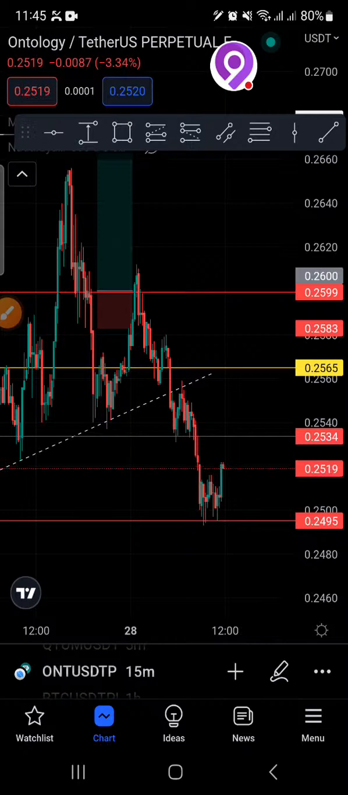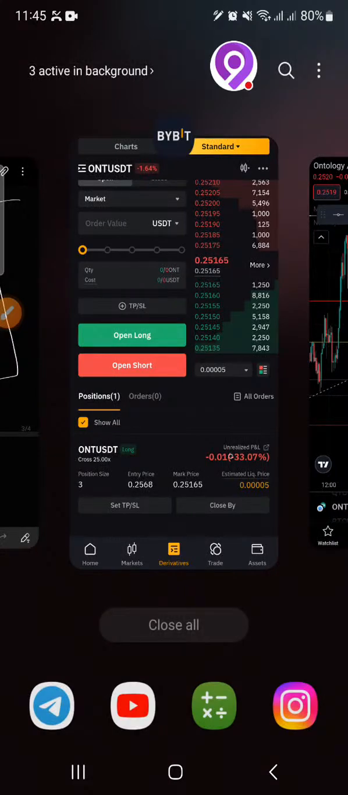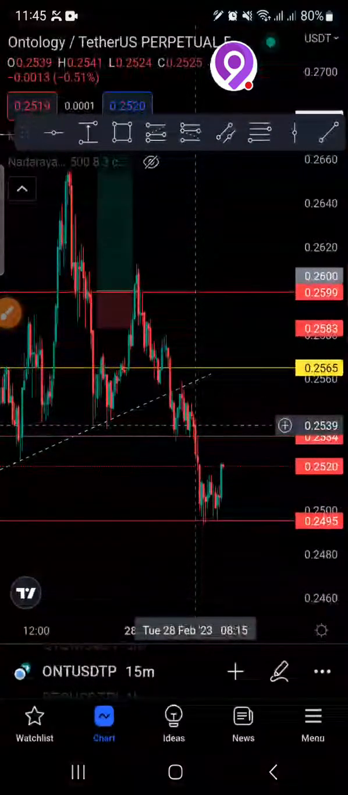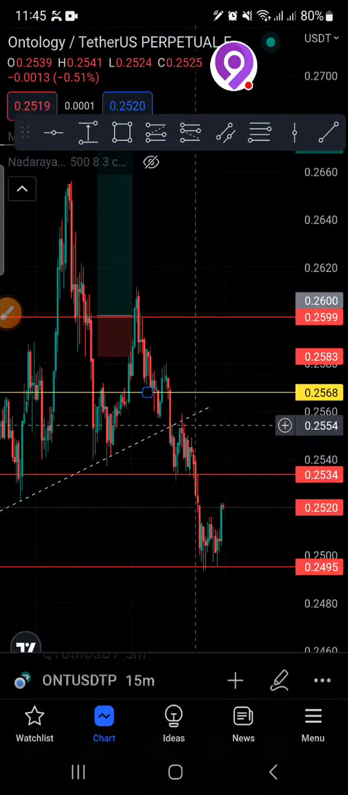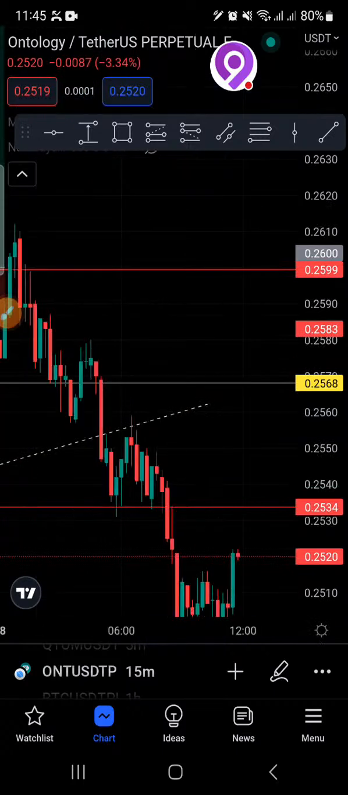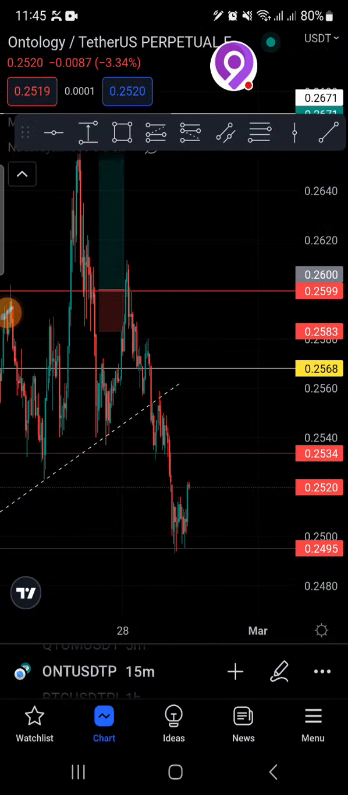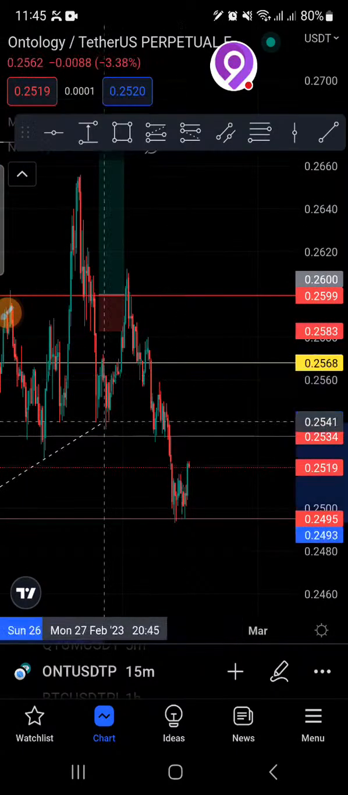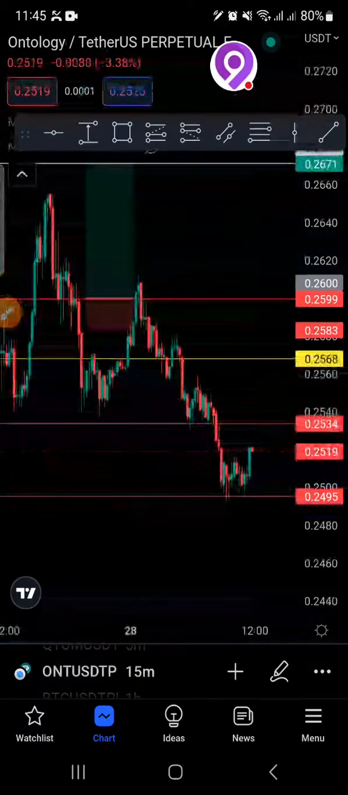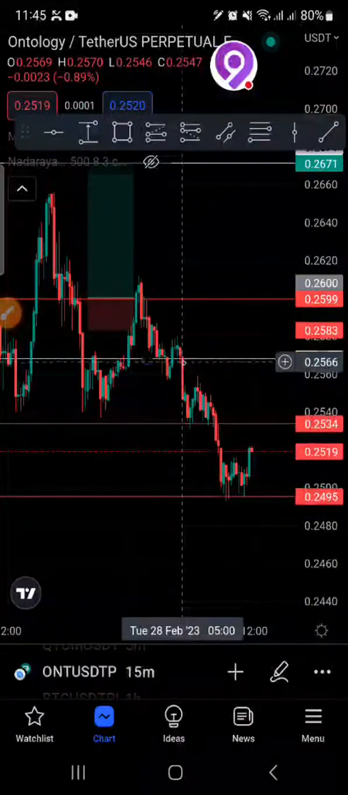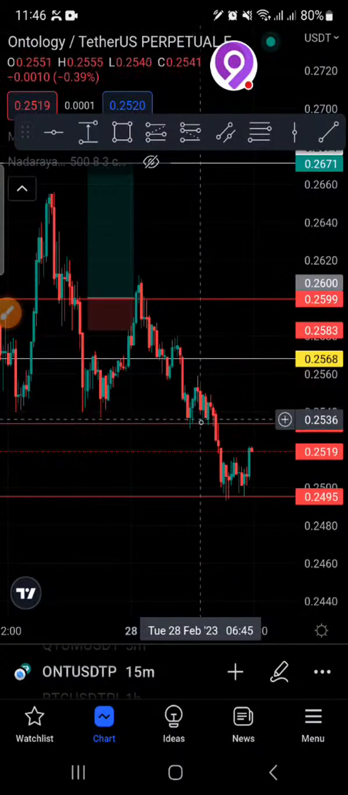Now let me identify my current entry. So my entry is 2568. Okay, so can you see my entry? Can you see it? Okay, this is my entry. Yeah, look at my entry. My entry is this yellow horizontal line. Okay, that's my entry. Now the market came down all the way.